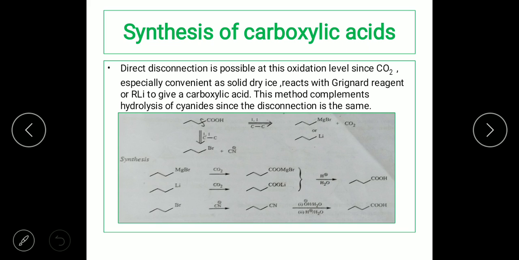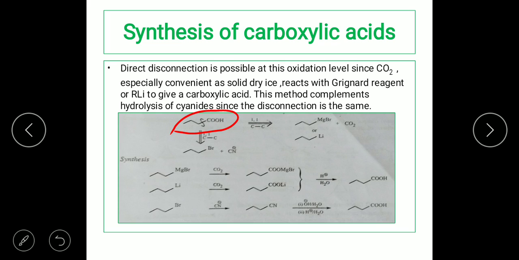Now the next topic is synthesis of carboxylic acid. Direct disconnection is possible at this oxidation level, since carbon dioxide, especially convenient as solid dry ice, reacts with Grignard reagent or alkyl lithium to give a carboxylic acid. This method complements hydrolysis of cyanides, since the disconnection is the same. Now here you have a carboxylic acid.